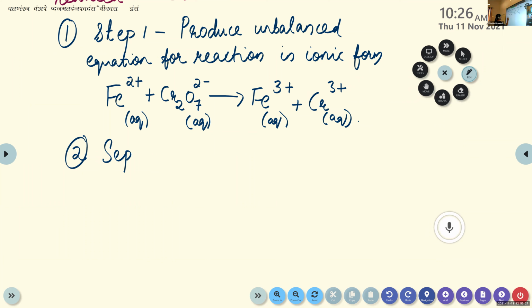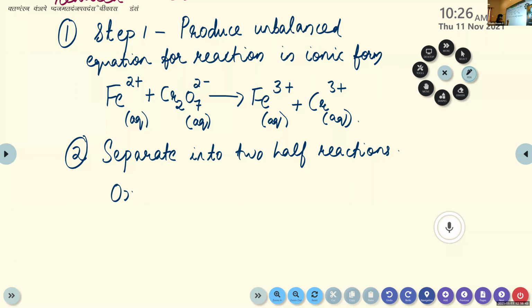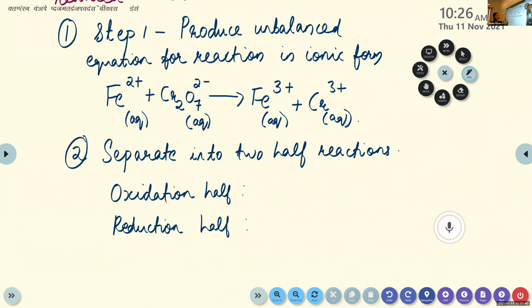Separate into two half reactions. So the first one is the oxidation half. The next one is the reduction half. Oxidation half and reduction half.